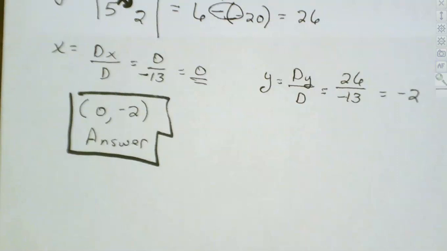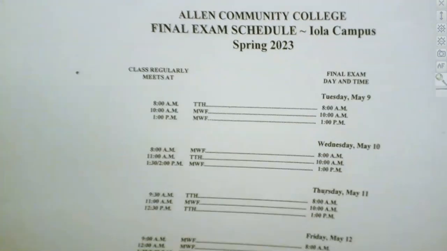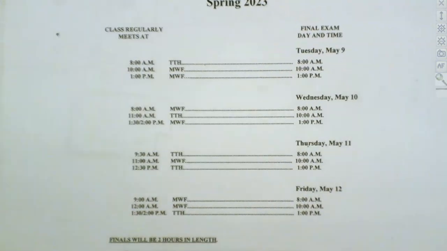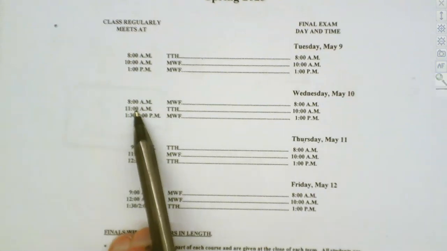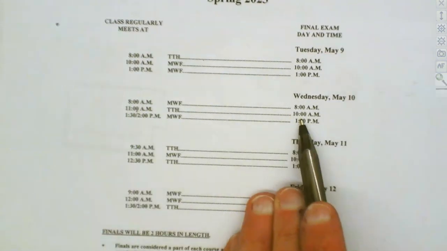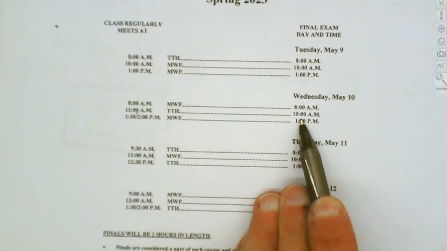I know we went over it, but I'm going to go over it again. So this is our final exam schedule. When is our final? When does our class normally meet? Our class normally meets Tuesday, Thursday at 11. So when is our exam going to be? Just so everyone knows. 10 o'clock on Wednesday, May 9th. Right? So make sure you're here at 10 o'clock on Wednesday, May 9th. May 10th for your final. So Wednesday, May 10th.